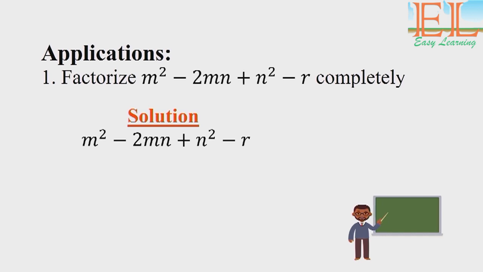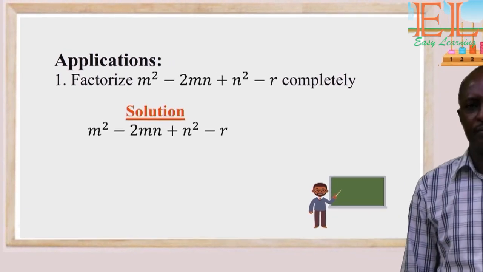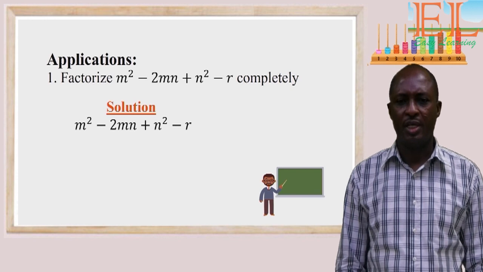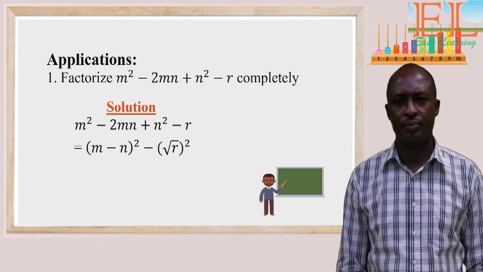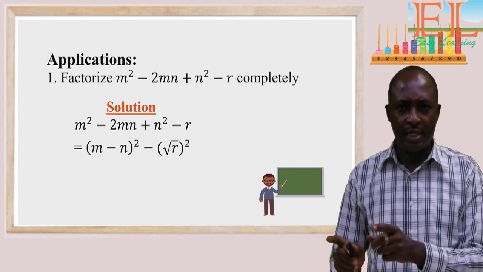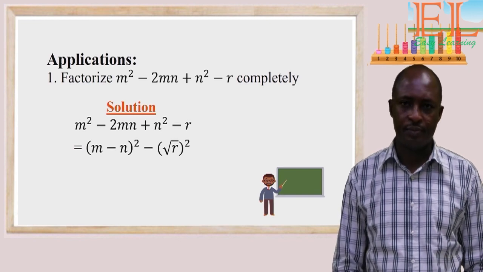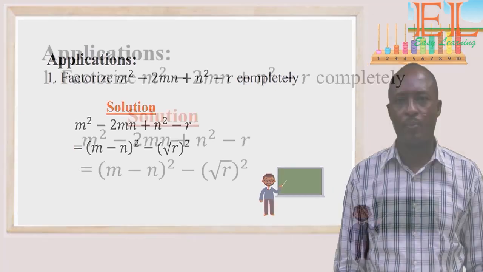We can consider the first 3 terms and try to see what it is. And if you look at the first 3 terms, you realize that it is a square. And what is that square? The first 3 terms is the square of m minus n. So it means we have to write the r also as a square. Any number can take a square. All I need to do is I square root it, then I square it.